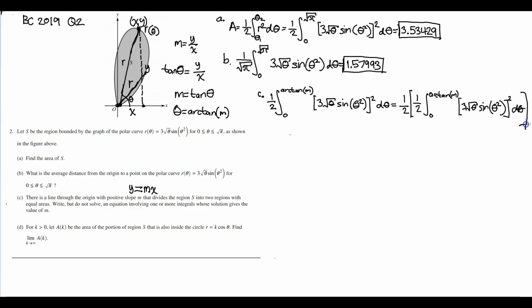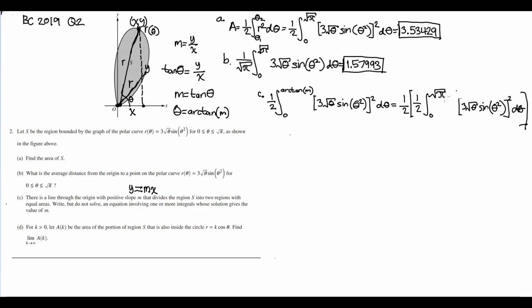Okay, so what this expression basically means is that we want to... it's not arctangent of m over here. Oops, it's actually square root pi. That's the total area. Okay, and that is our expression.